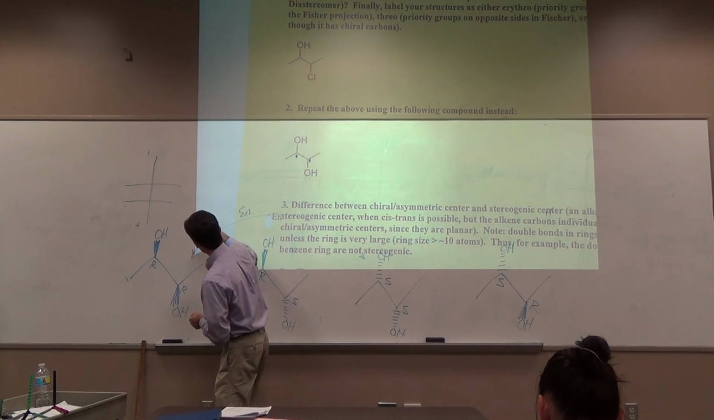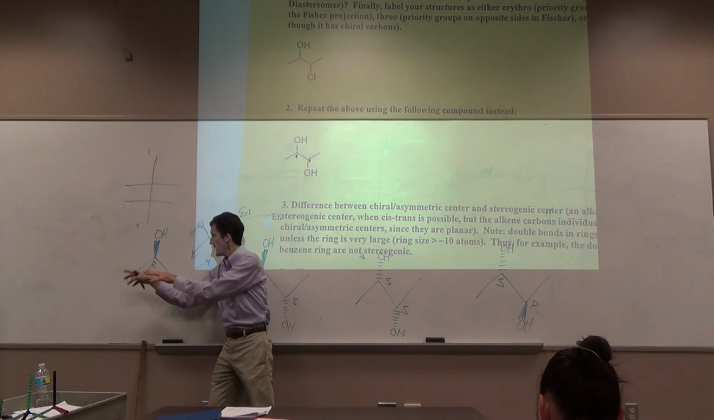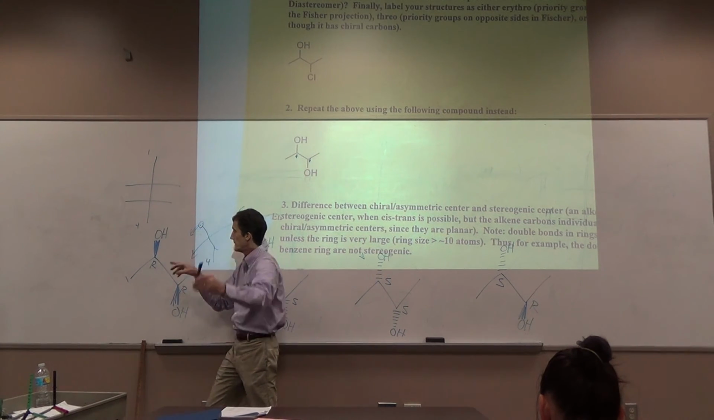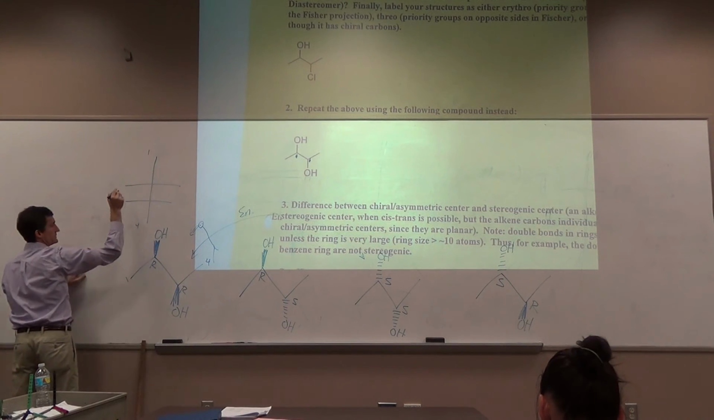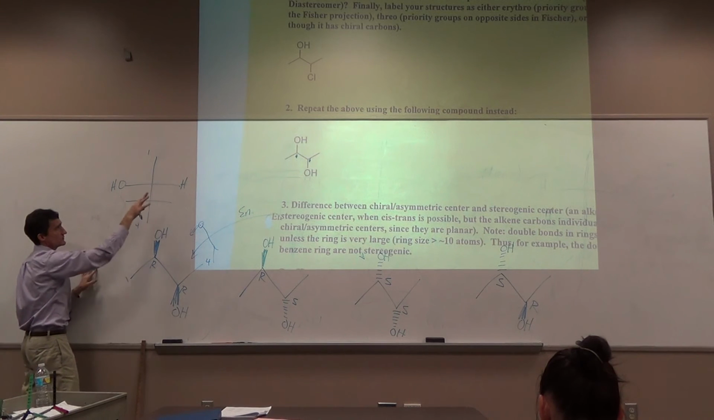I've got to come over here, because over here the methyl is going away. With the methyl going away, the OH, which is coming off the board, is on the left. That means the H that's going back is on the right.